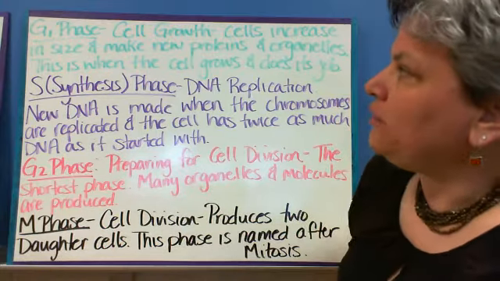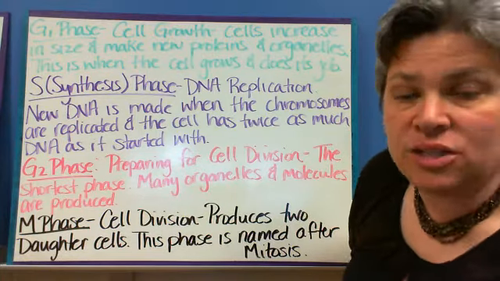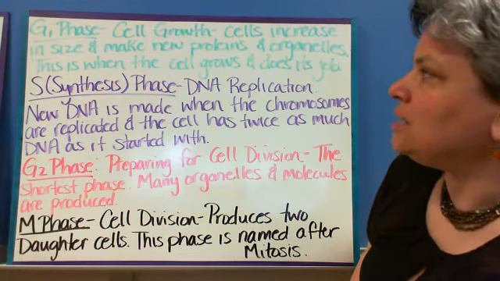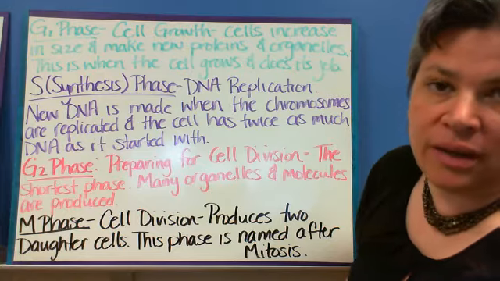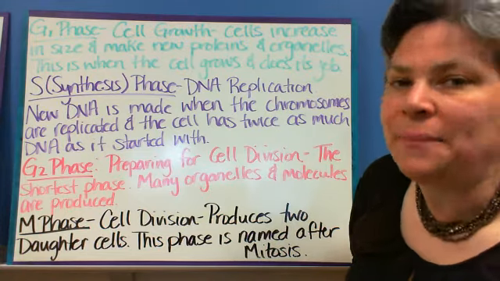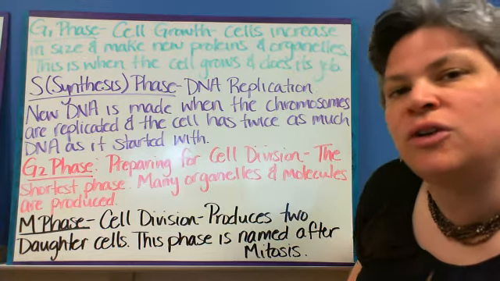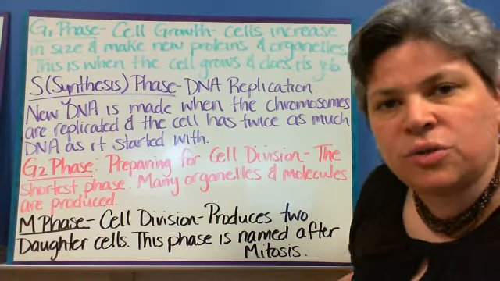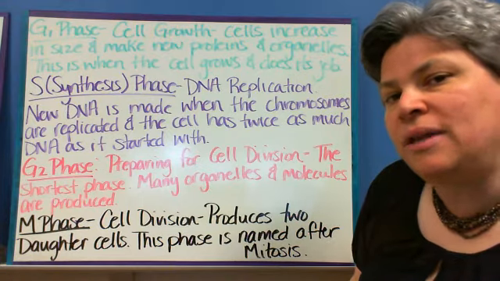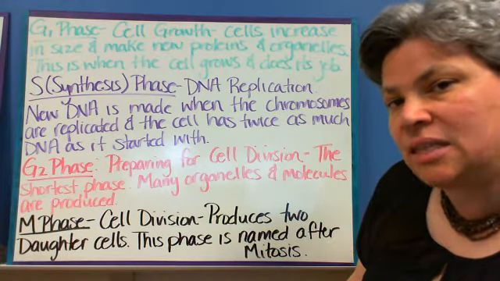During the G1 phase, the cell is growing. It's doing its normal job. So the cell will increase in size and make new proteins and organelles. So our cells most of the time happen to be in interphase, and they're usually undergoing G1. They're doing whatever it is that they do. That then moves them to the S phase, or the synthesis phase.